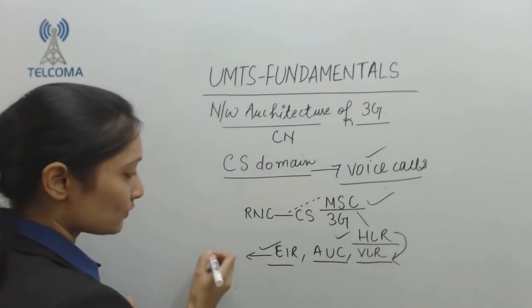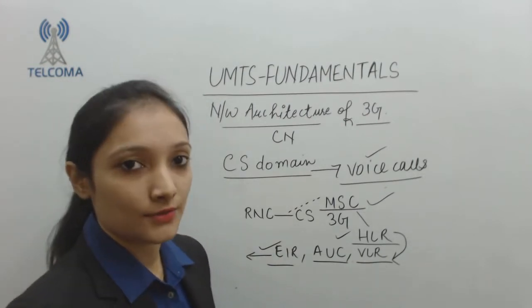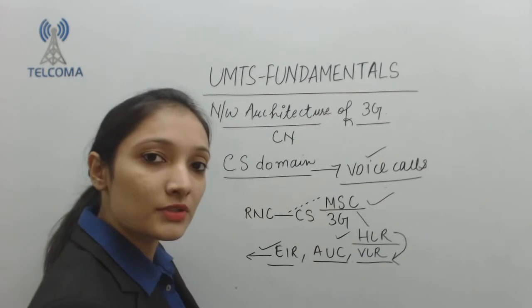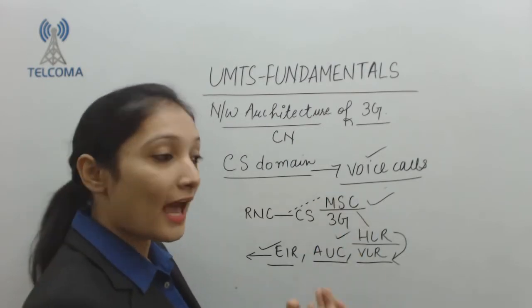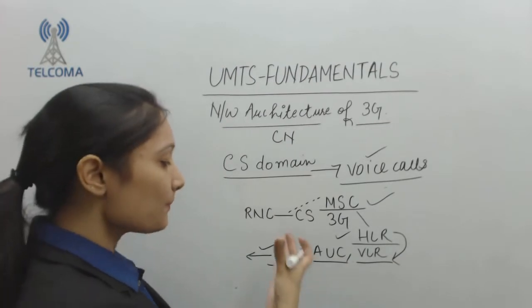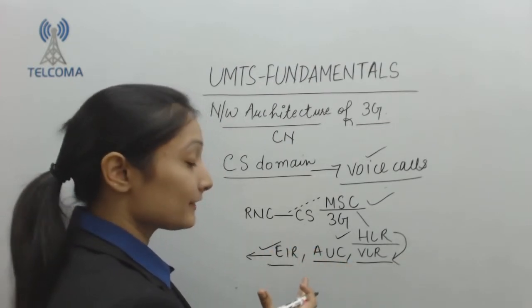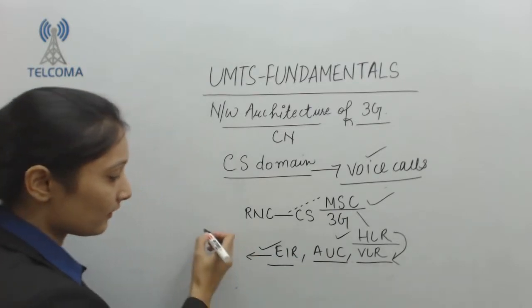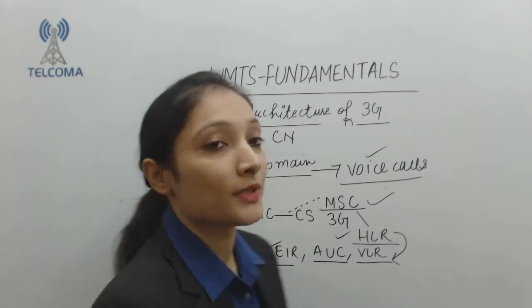The last database which we have is EIR, Equipment Identity Register. That means it is responsible for keeping a track of the various valid equipments which should have the access to the network. So the parameter which is used to check the validity or the authenticity of the devices is IMEI, International Mobile Equipment Identity.